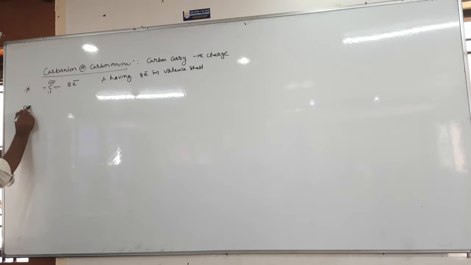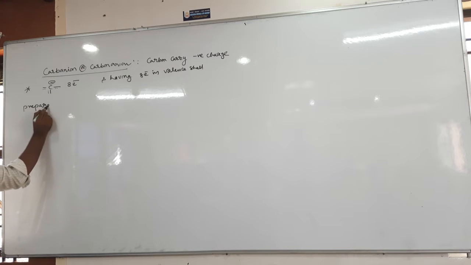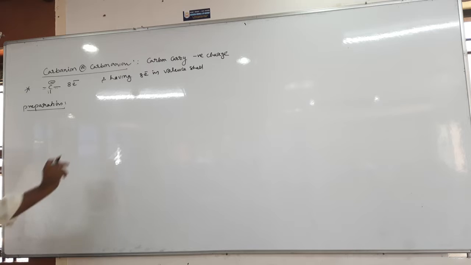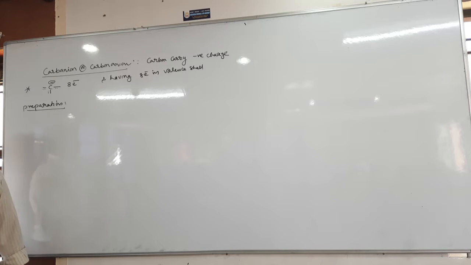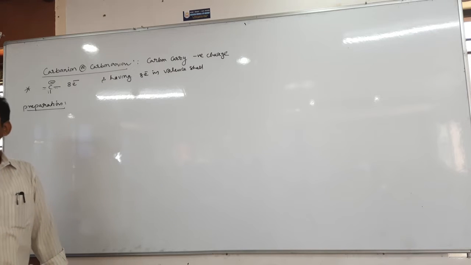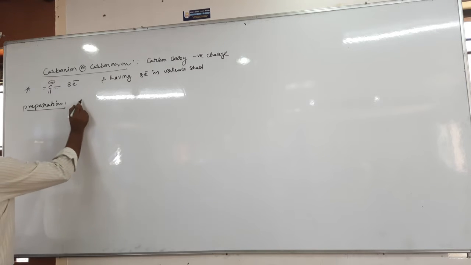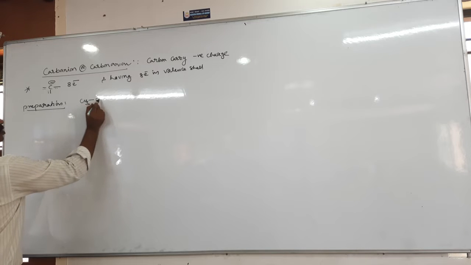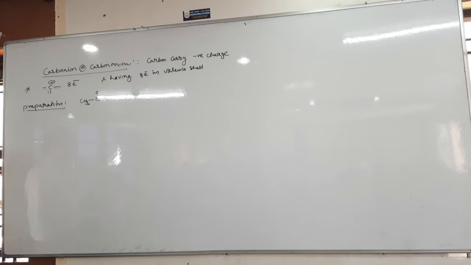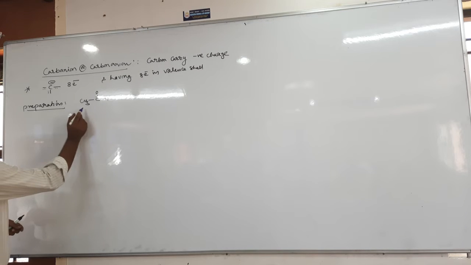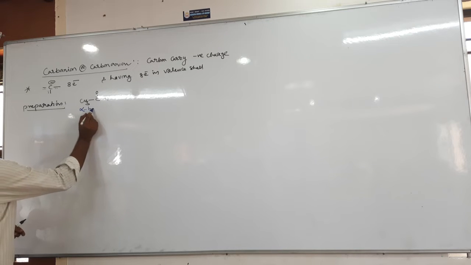So what is the preparation of carbanion? How do you prepare carbanion? Usually carbanions can be prepared from organic compounds having acidic hydrogen. So can you tell me which organic compounds have acidic hydrogen? Let us take aldehydes and ketones. We have studied this in keto-enol tautomerism. Aldehydes and ketones having at least one alpha hydrogen.